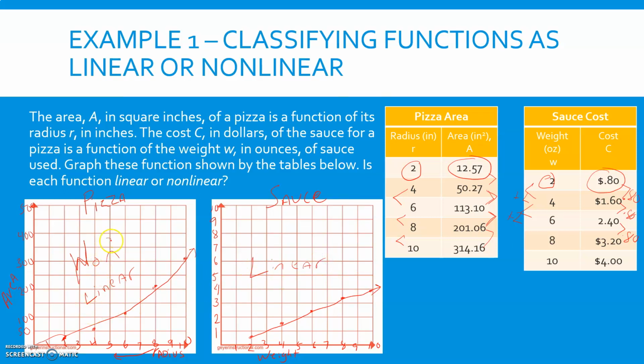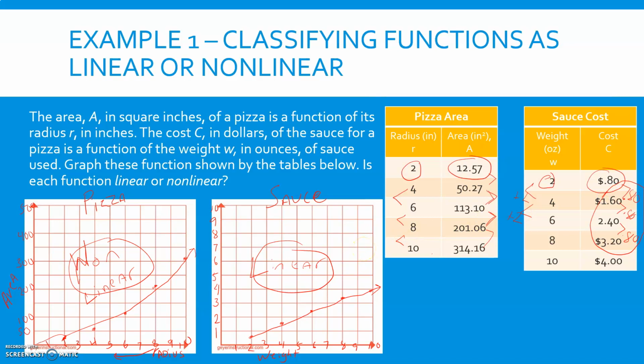So nonlinear, not a straight line. The change is not constant in our graphs, right? Our change throughout this is different each time. A linear function creates a straight line, constant change throughout. 80 cents is what we're going up by each time in our graph.